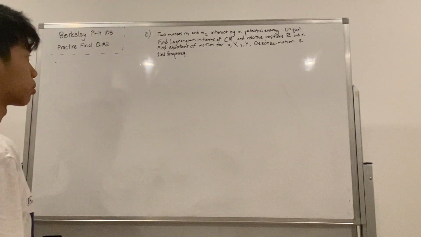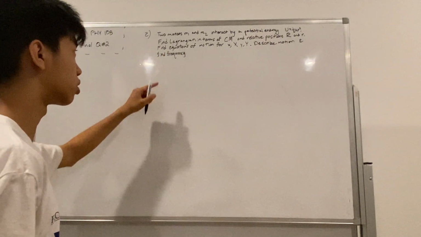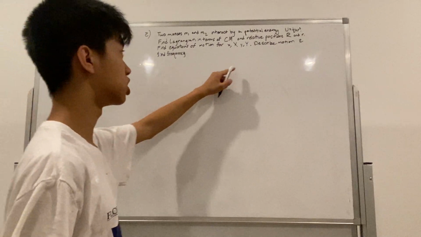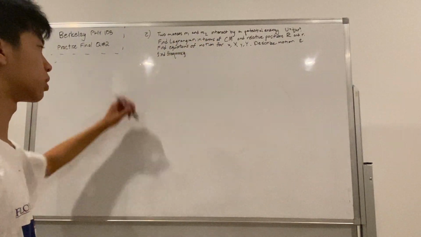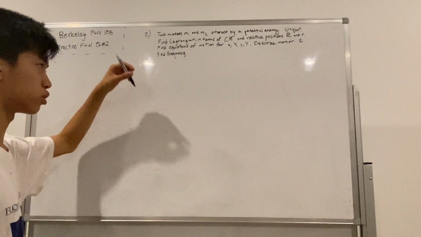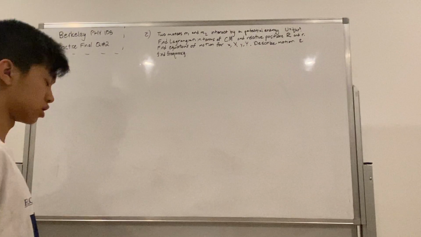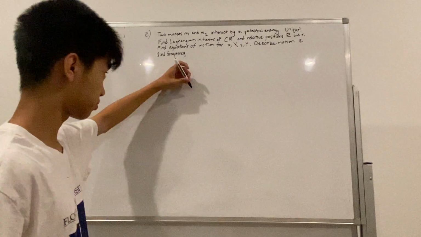The first part of the problem is to find the Lagrangian in terms of center of mass and relative positions, big R and little r. As you may remember from the last video, there's a big X and a little x. This time there's a big R and a little r because there are two spatial dimensions, X and Y.